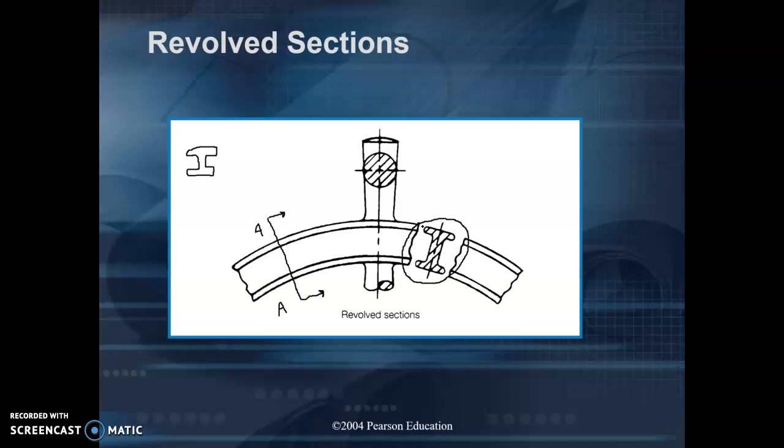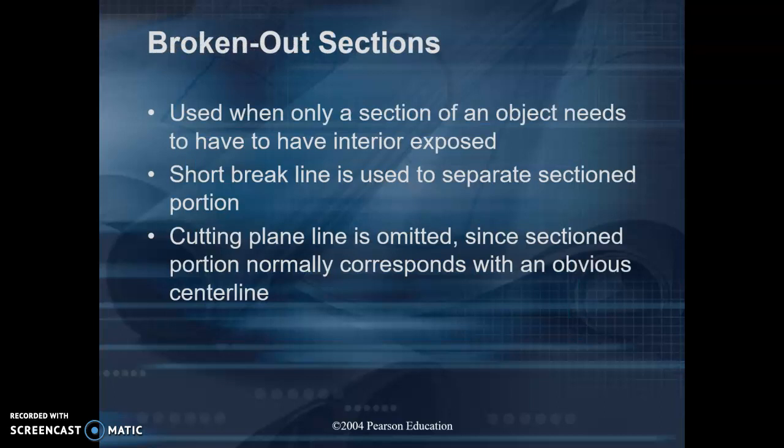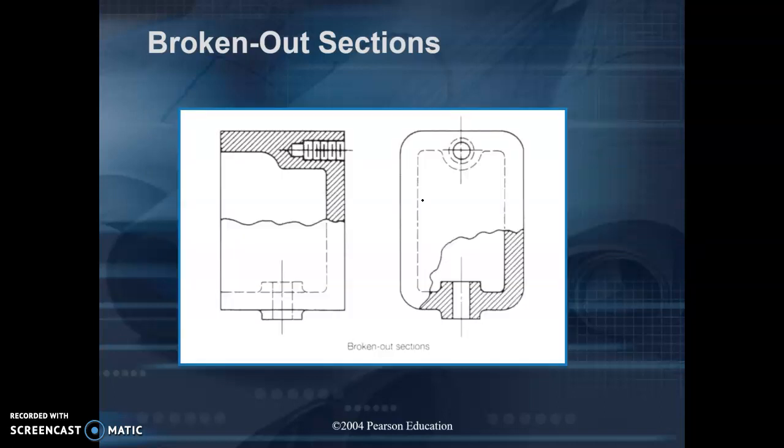It's as if we just cut out a section of the part and revolved it 90 degrees so that we're seeing it from a perpendicular angle. So this and this are both examples of revolved sections. The next type of section is a broken out section. These sections are used when we may not need to cut through the entire object. There's just some particular part of it that we would like to view in more detail.